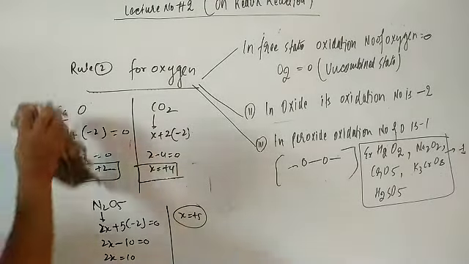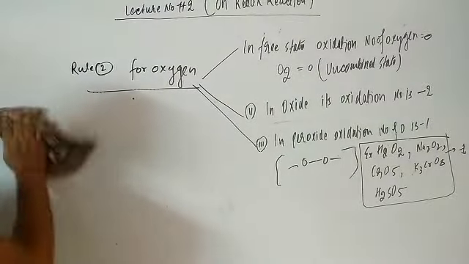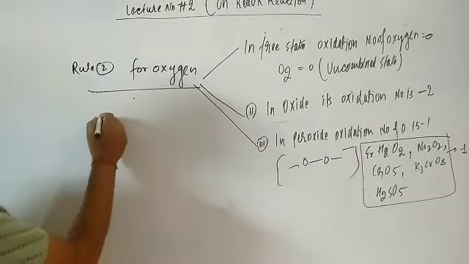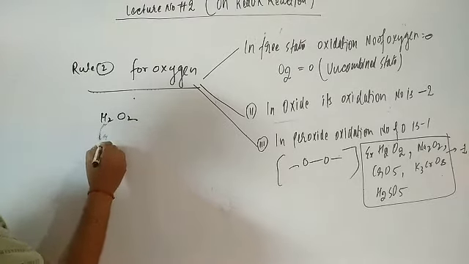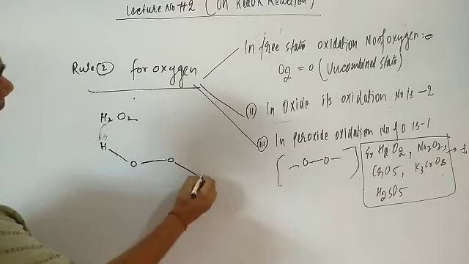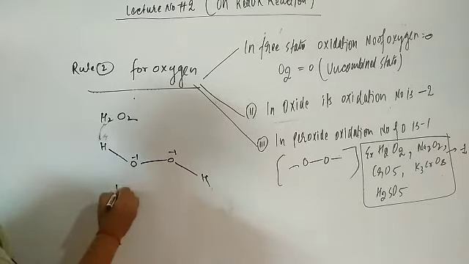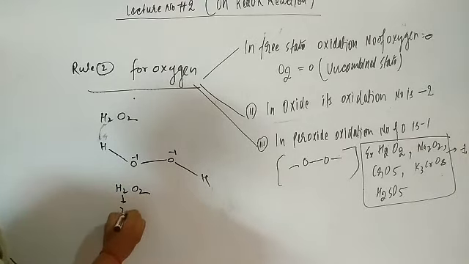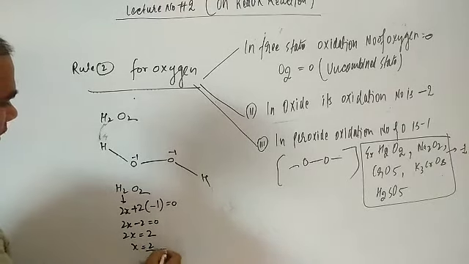So the first one we are going to calculate is H2O2. Here its structure is something like H-O-O-H, so that O-O linkage is there. So here -1, here -1. So in H2O2 we have 2x, because 2 hydrogen, 2 oxygen is there, each oxygen -1, equal to 0. So 2x - 2 = 0. So 2x is equal to how much is coming? 2. So x is equal to 2 by 2. So it is coming +1.